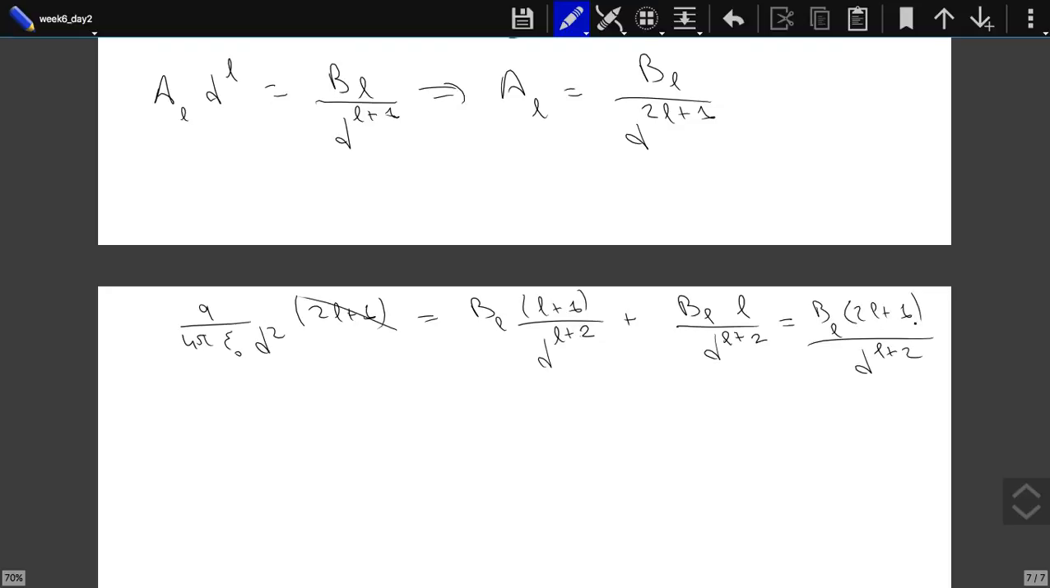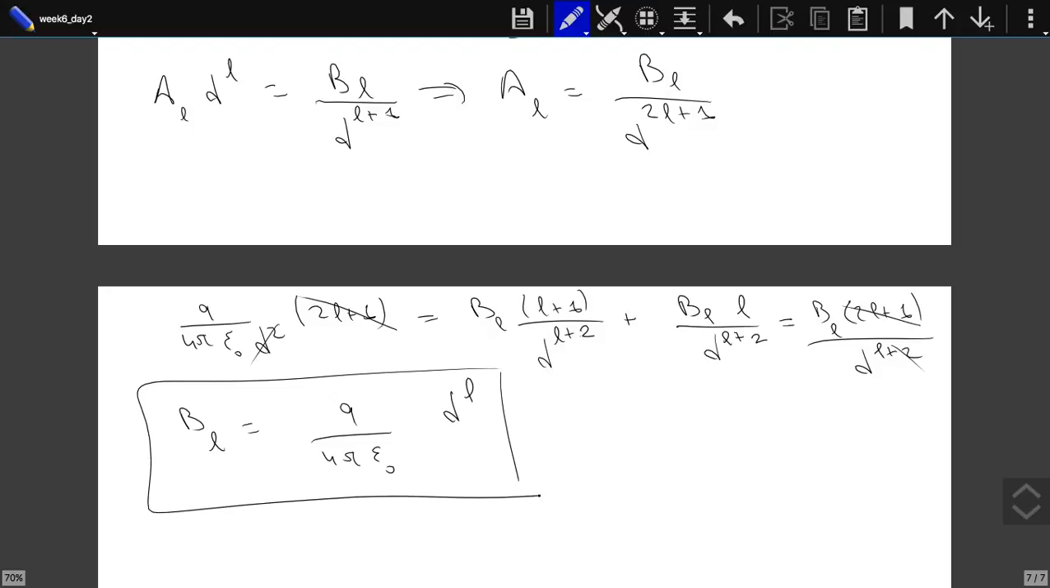Now I can cancel these 2L plus 1s. This d squared cancels this one. So that gives me BL is equal to Q over 4 pi epsilon 0 d to the power L. And AL is equal to BL over d to the power 2L plus 1. That is Q over 4 pi epsilon 0, 1 over d to the power L plus 1. So we now know what BL is, what AL is. That is, we know our potential.